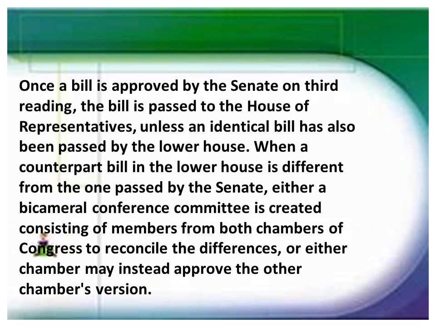Once a bill is approved by the Senate on the third reading, the bill is passed to the House of Representatives, unless an identical bill has also been passed by the lower house. When a counterpart bill in the lower house is different from the one passed by the Senate, either a bicameral conference committee is created consisting of members from both chambers of Congress to reconcile the differences, or either chamber may instead approve the other chamber's version.